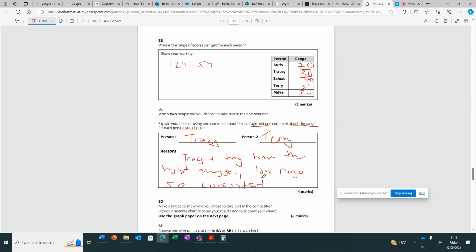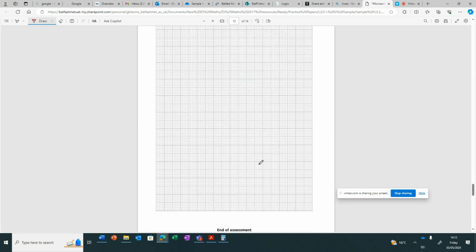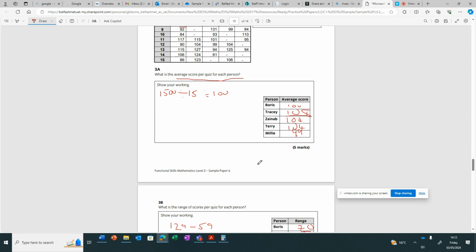Make a note to show how you use it. So we're going to draw a suitable chart, for Tracy and Terry to show why we picked them. So what we need to do is put in their mean and their range, I would assume. So their averages are 108. So back to the chart. So we'll probably take their averages.